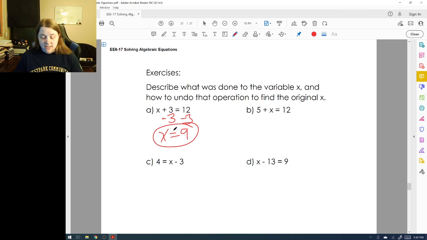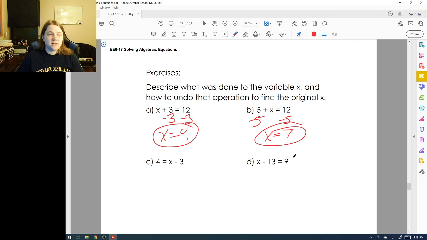Letter B says 5 plus x equals 12. Well, I have 5, and then I add x to it, and I get 12. So I need to subtract 5 away in order to see how much I added to it. So I'm going to subtract 5 from both sides, and that's going to leave me with 12 minus 5: 12, 11, 10, 9, 8, 7. That's going to be x equals 7.